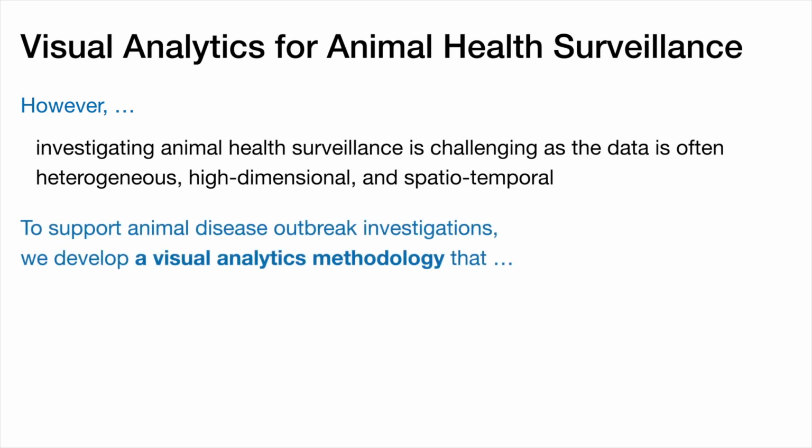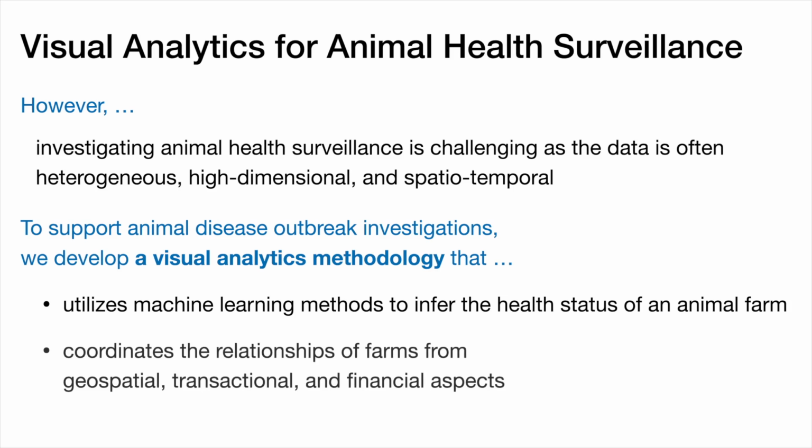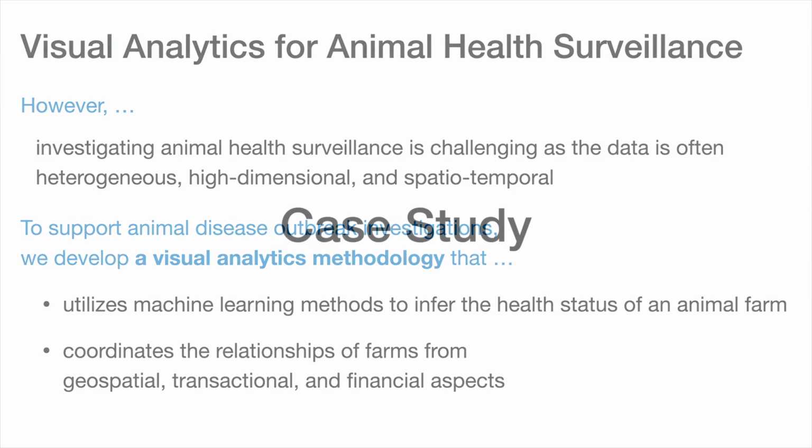To support disease outbreak investigations for animal disease, we develop a visual analytics methodology that utilizes unsupervised machine learning methods to infer the health status of an animal farm, despite the absence of its medical information. By coordinating interactive visualizations, our methodology also connects the three different perspectives to facilitate in-depth analysis.